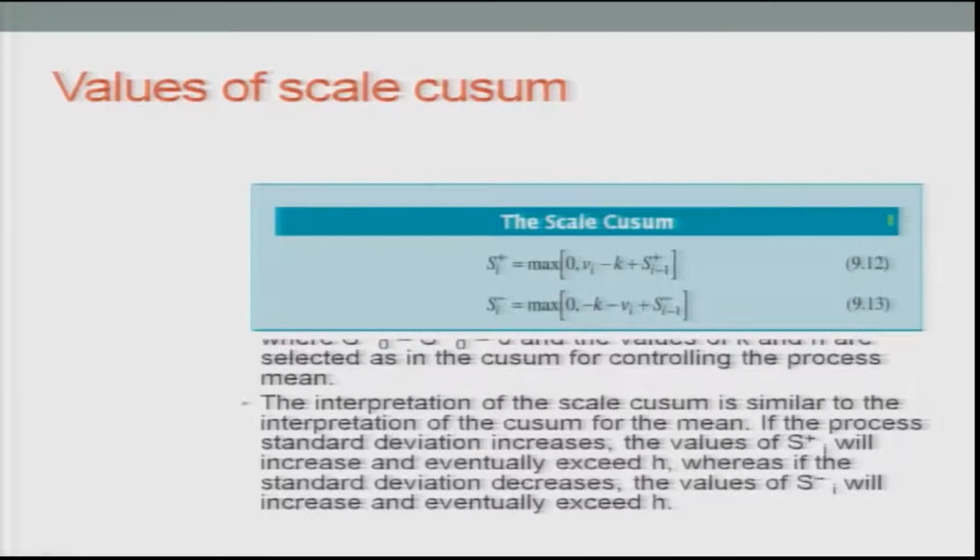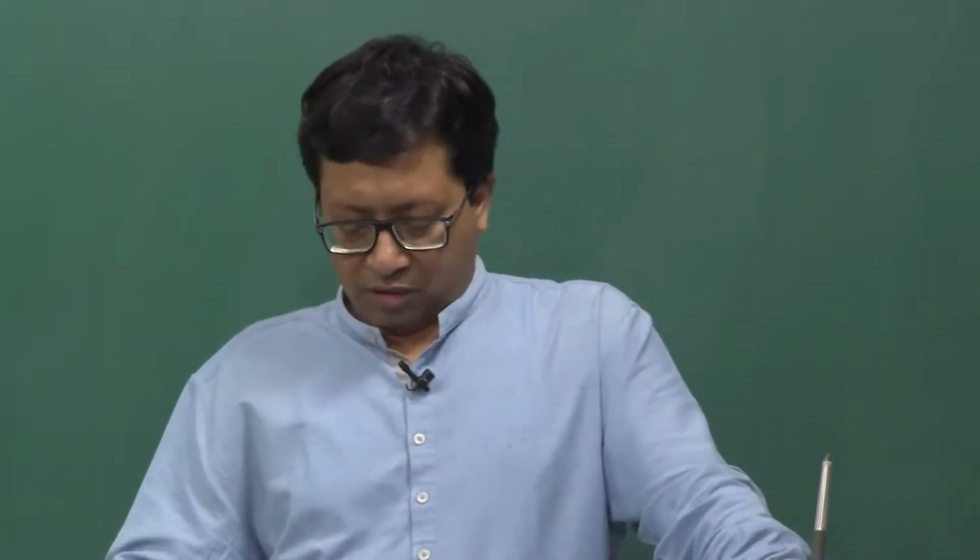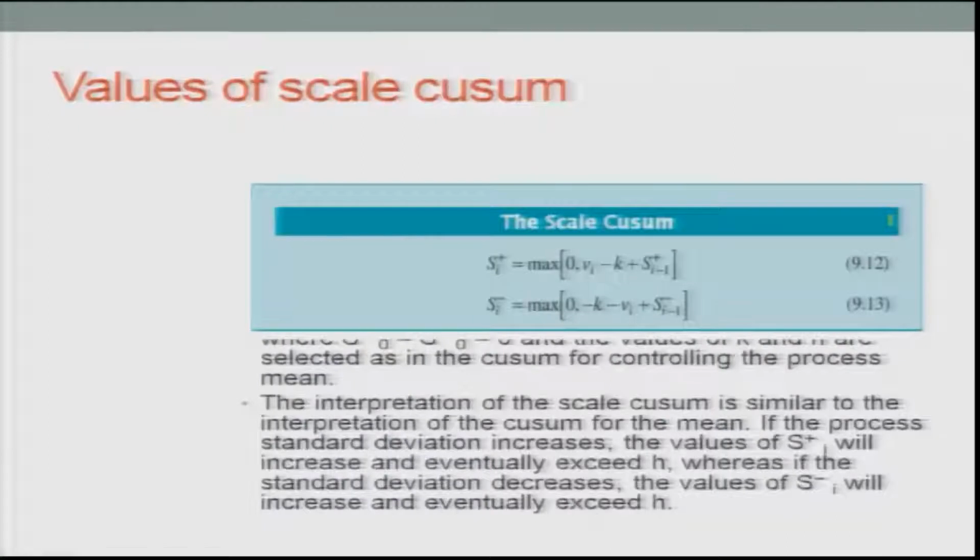So, small h, depending on whatever calculations you have done, we will consider those values, and the moment it exceeds or is below that value, we would be aware at what level the changes occurred. So, continuing our discussion here as it is written, the values of S plus will increase and eventually exceed H, whereas if the standard deviation decreases, the values of S minus will increase and eventually exceed H, depending on which side of the calculation you are considering.